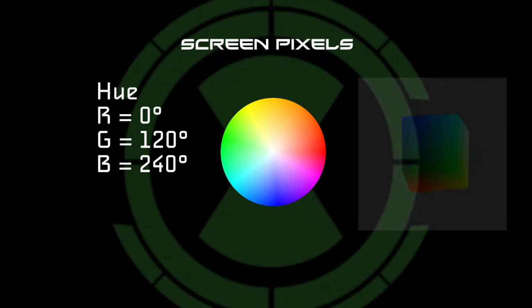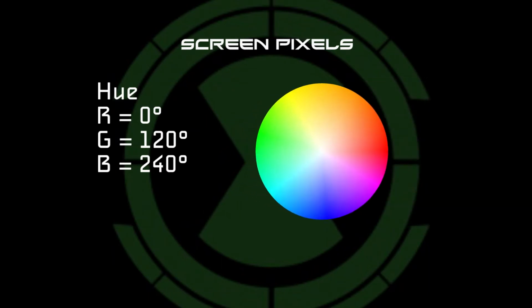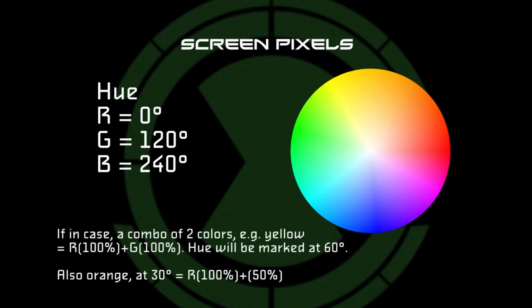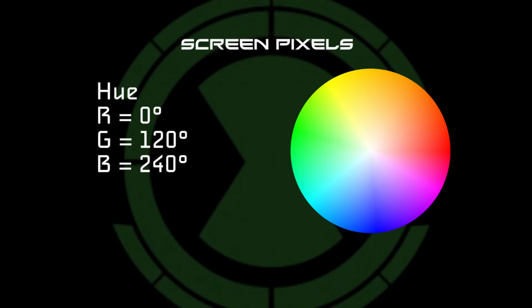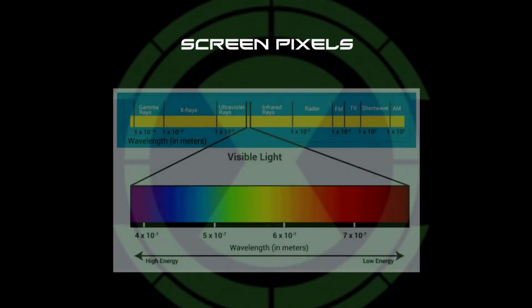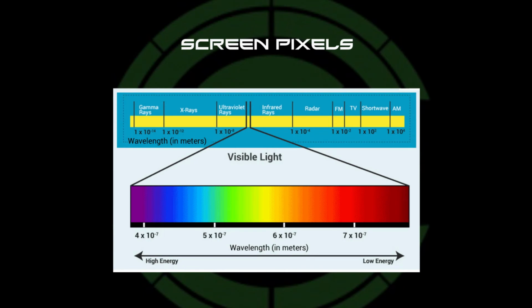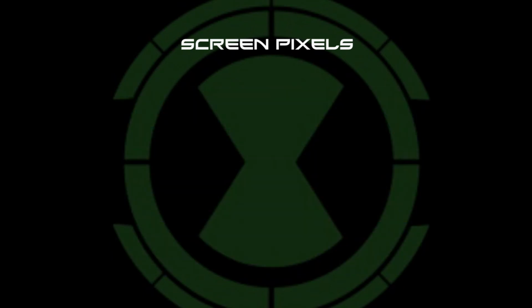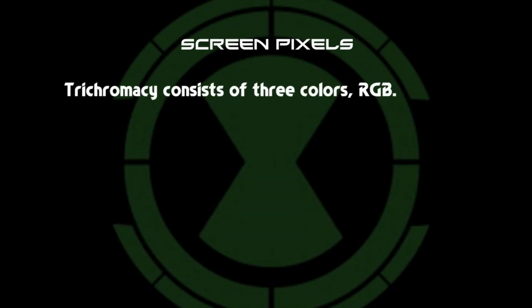If in case you see a new color, for example, suppose yellow has 100% red and 100% green. The average between 0 and 120 degrees is 60 degrees. If you see orange as well, we get 100% red and 50% green, that becomes 30 degrees. This forms like a rainbow in order, or you can see it from the visible spectrum in units of terahertz and nanometers. Note the keyword trichromacy, consisting of 3 colors.